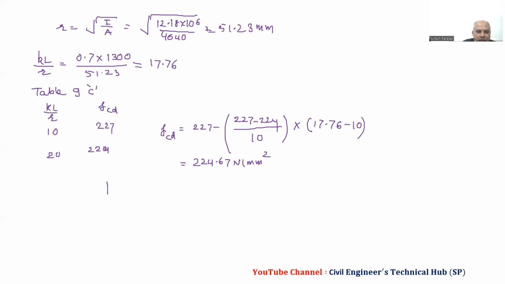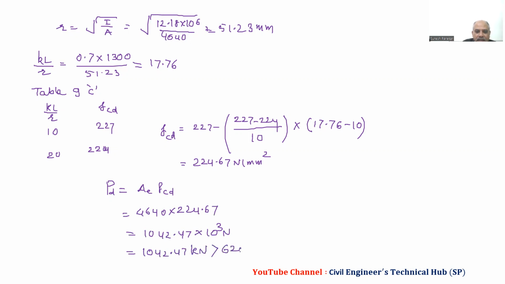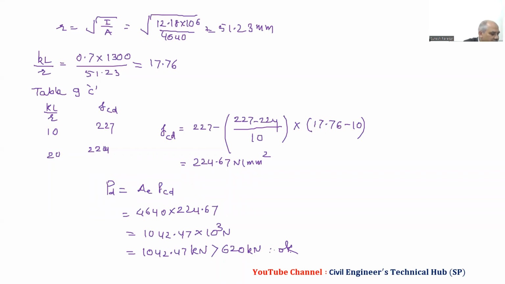And from this we will get PD is equal to AE into FCD. AE we have 4640, FCD 224.67. So we have this value 1042.47 into 10 raised to 3 newtons, that is 1042.47 kilonewtons, greater than 620 kilonewton, therefore okay. So provide this. And then we have last step of this, that is connection between stiffeners and web.